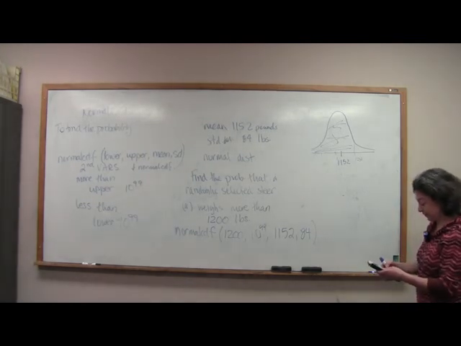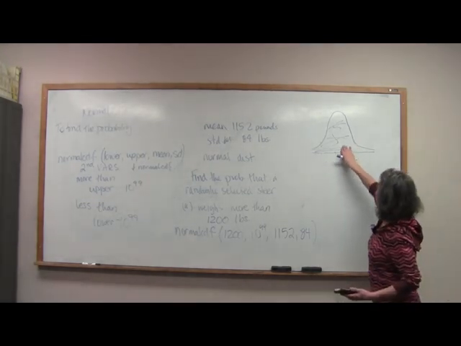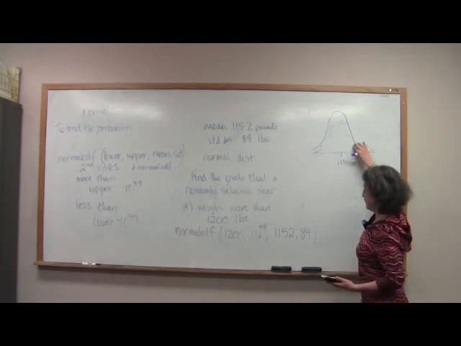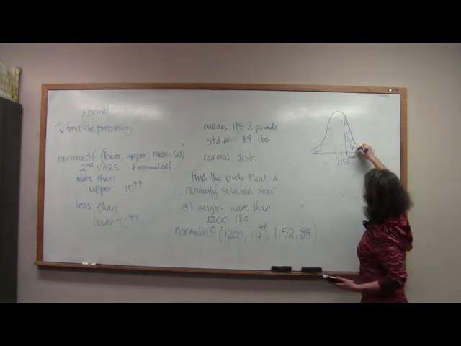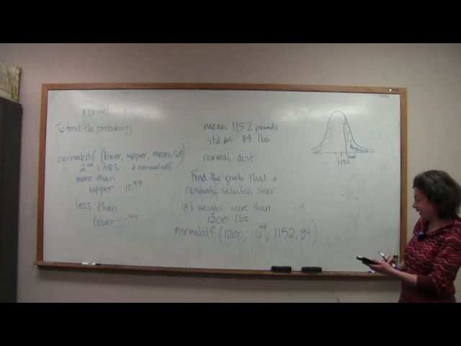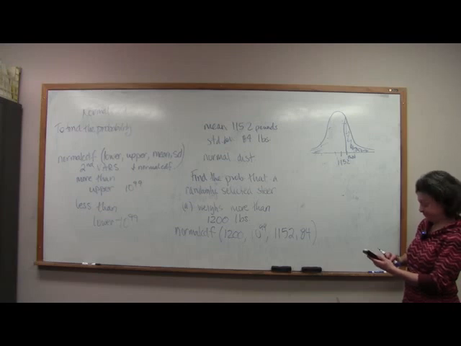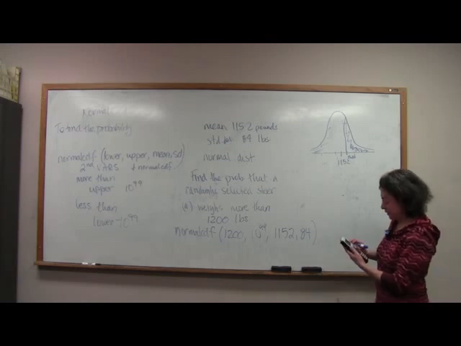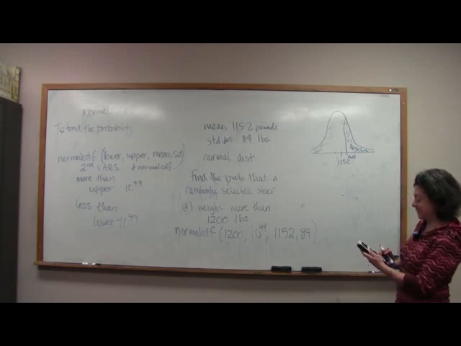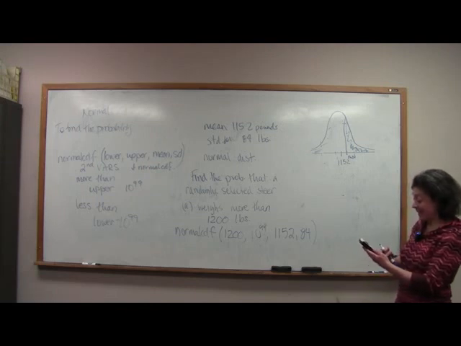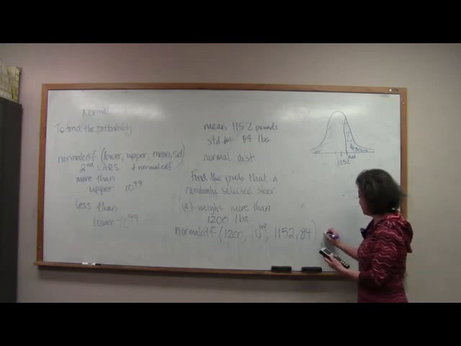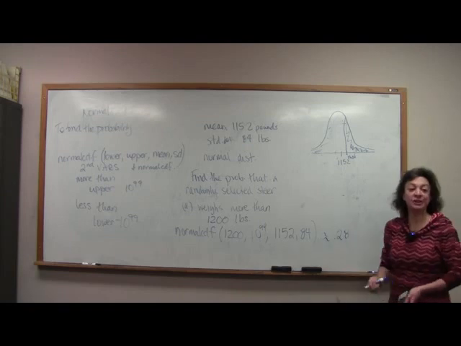Now, in terms of a picture of how that looks, okay, what are we looking at here now? We want it to weigh more than 1,200 pounds, so that's about right here. So it's certainly going to be less than half. And if we do this computation, assuming we can type it into our calculator correctly, so 1,200 and then 10 to the 99th, 1,152 and 84, we're going to get, rounded to 2 decimal places, about 0.28.